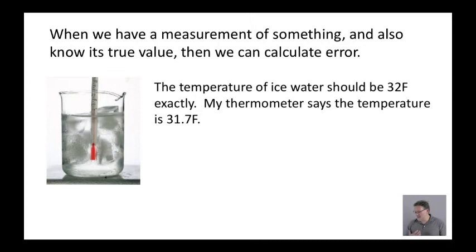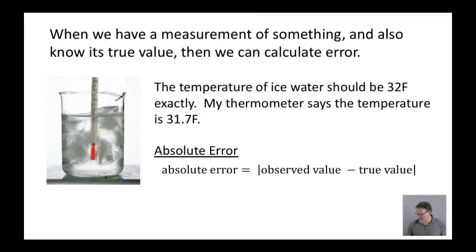As it turns out, we have placed this example thermometer inside here, and the temperature of the ice water that is recorded is 31.7 degrees Fahrenheit. That's almost correct, but it's off a bit. So let's talk about how much it's off and how we describe how much it's off. Well, the most straightforward way of doing it is to simply describe what we call absolute error. Just how off is it? Well, it should be 32 degrees Fahrenheit. It's showing 31.7.